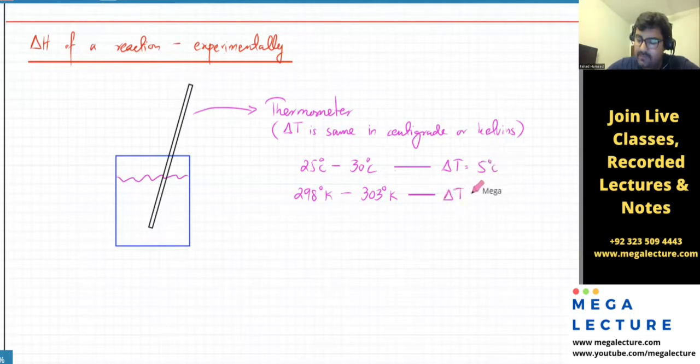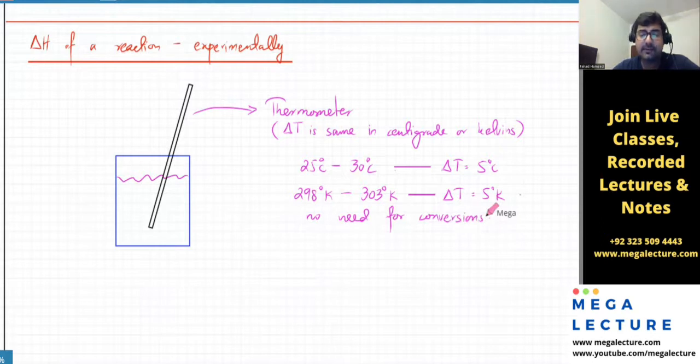So delta T over here would also be 5 degrees. So the first thing is, there's absolutely no need for conversion. But you have to be consistent. If you're dealing with centigrade, you can't just switch to Kelvins. If you're dealing with Kelvins, just stay in Kelvins. So either solve the whole question in Kelvins or solve the whole question in centigrade, but there's no need for converting between the two. That's about the thermometer.